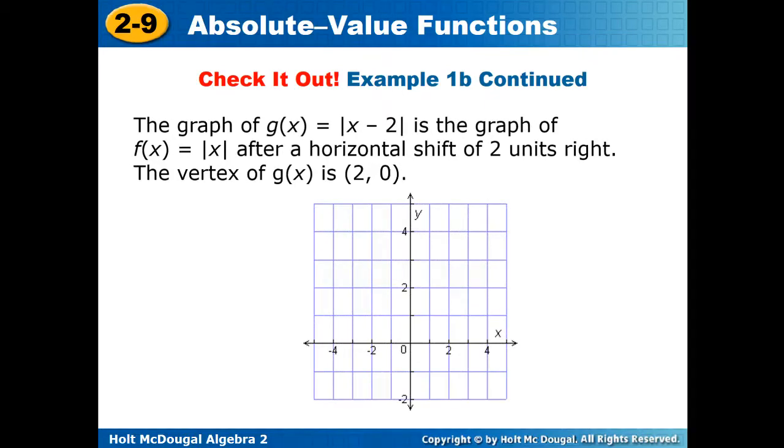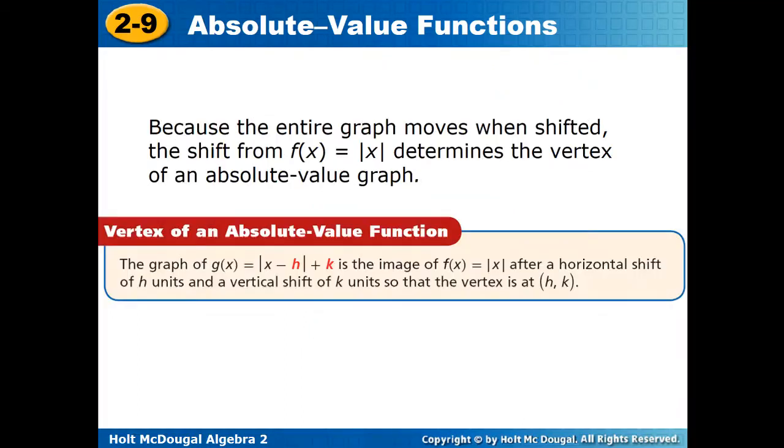First of all, we want to always plot our parent function. So here's our parent function in blue. And the question told us to go 2 units to the right. So that means our new vertex is just going to move over 2 units to the right. And there it is. And now it's animated for us.